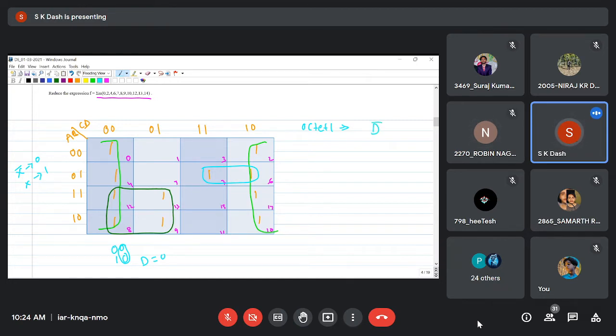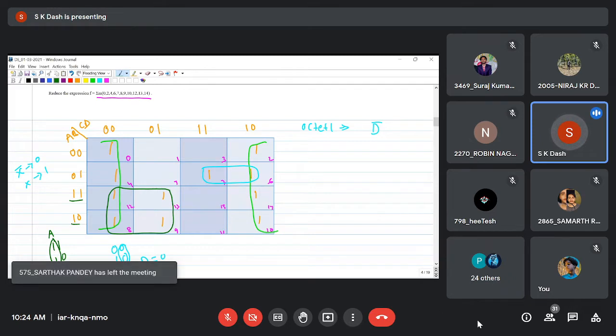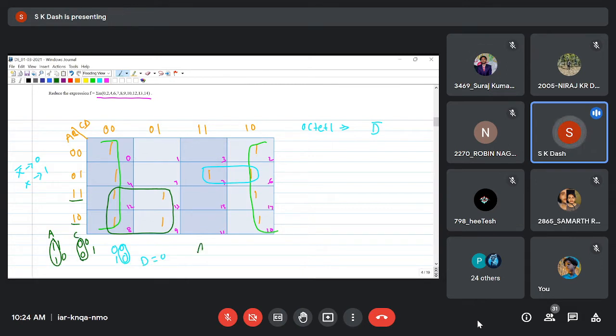Next, let us see the quad. For this quad, is there anything common on this AB side? Yes, sir. What is common? One. This first one is common. This one corresponds to what? A. On the CD side, anything common? 00, 01. What is common here? This C equal to 0 is common. So A equal to 1 is common and C equal to 0 is common. These values are common for all the 4 ones.